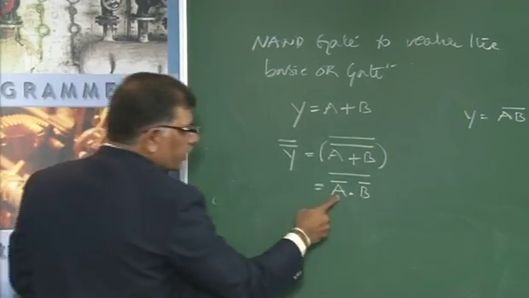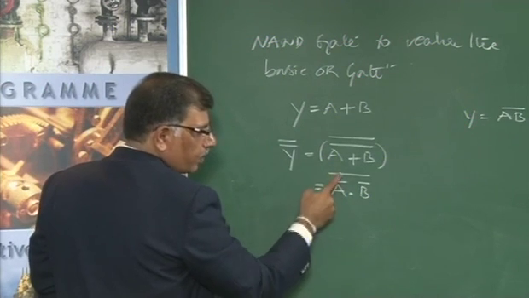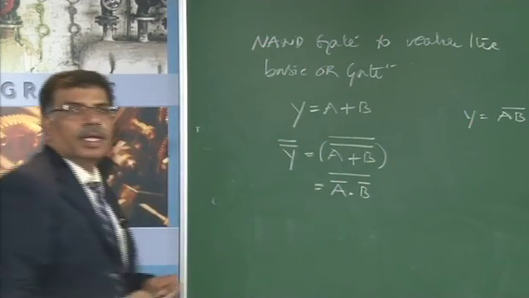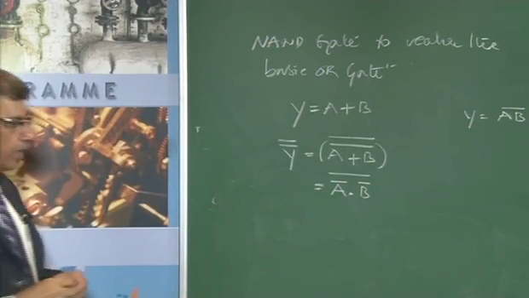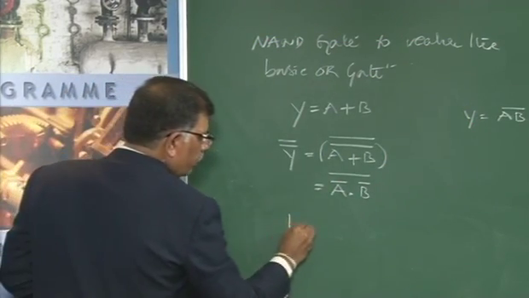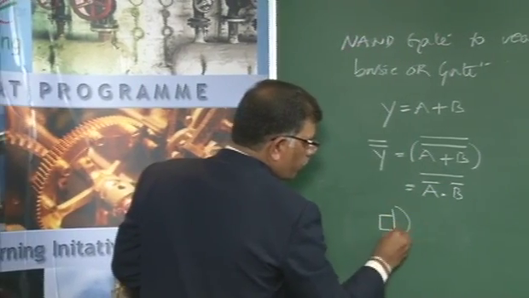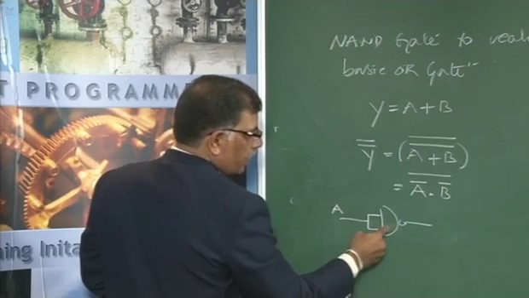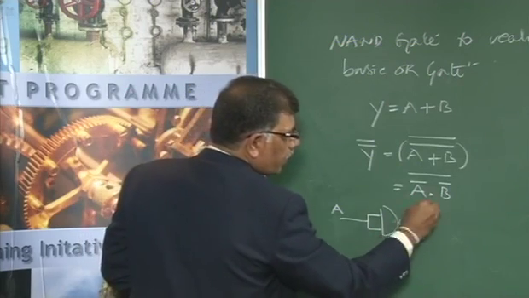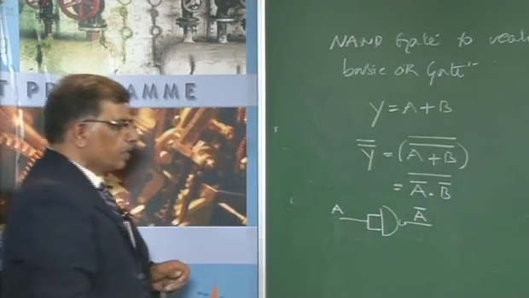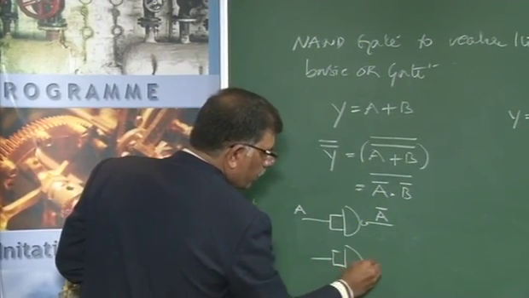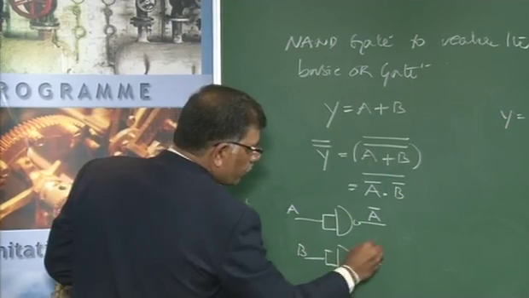So first I will implement A bar, next B bar, and then if I connect them to a NAND gate, you will automatically get A plus B. First I will connect like this. This is A, using only the NAND gate. What is the output that you will be getting? A bar. Okay. Then I will take another gate and connect another variable, B. What is the output that I will be getting?